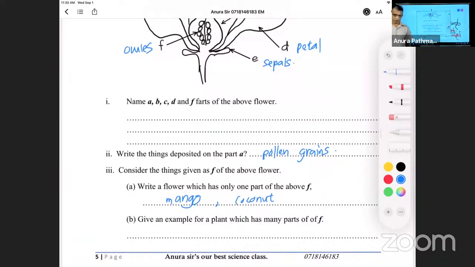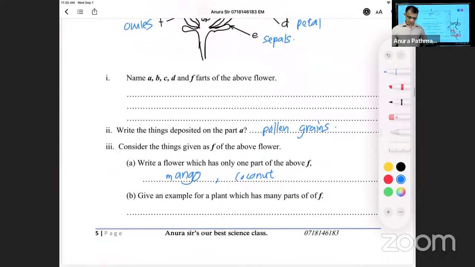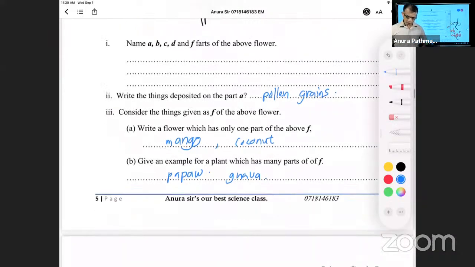Give an example for a plant which has many parts of F. Rose apple, correct. Rose apples have seeds, but they don't have one seed. They have 2 or 3 seeds. Papaw, guava, passion fruit, banana, watermelon, pomegranate. Banana, yes. Shall I go down?